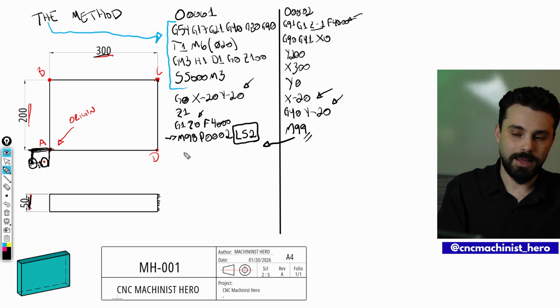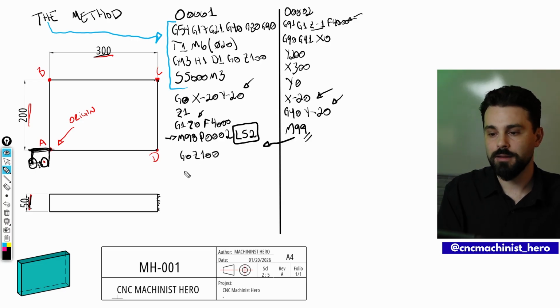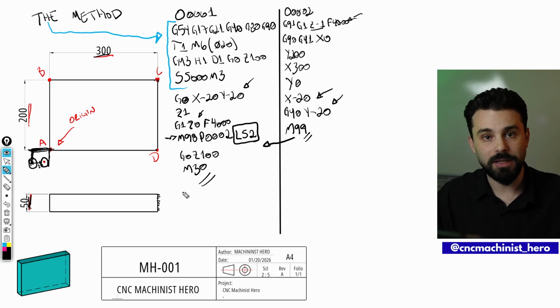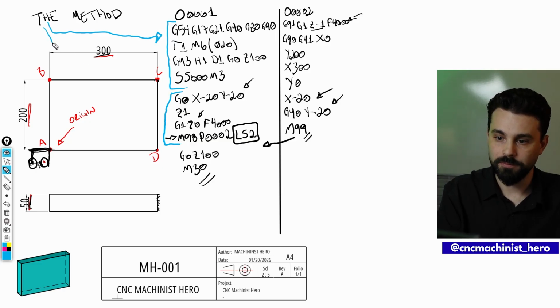I want to end my program here. I want to go G0, Z 100, and M30 to finalize my program. And we have completed the part. I want to show you the other steps that we used. Here we have the tool path.